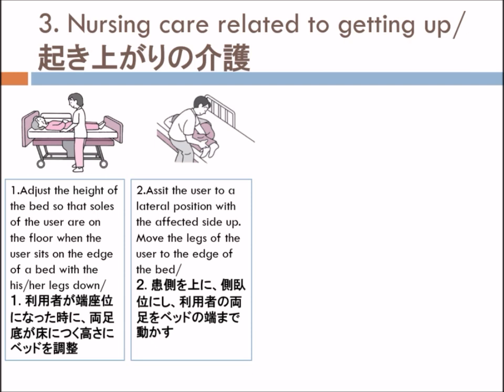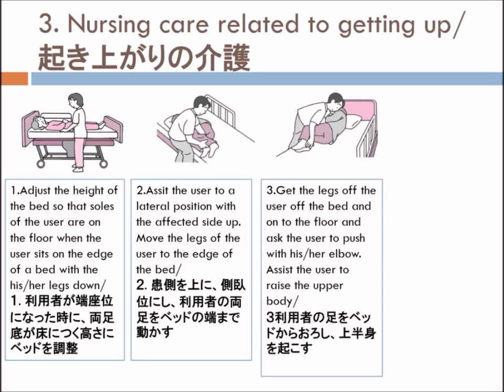2. Assist the user to a lateral position with the affected side up. Move the legs of the user to the edge of the bed. 3. Get the legs of the user off the bed and on the floor, and ask the user to push with his or her elbow. Assist the user to raise the upper body.